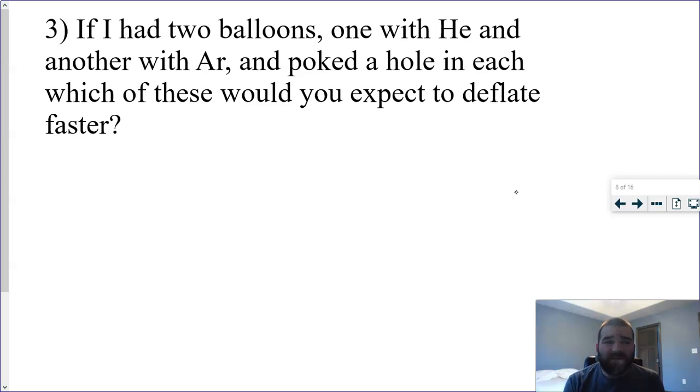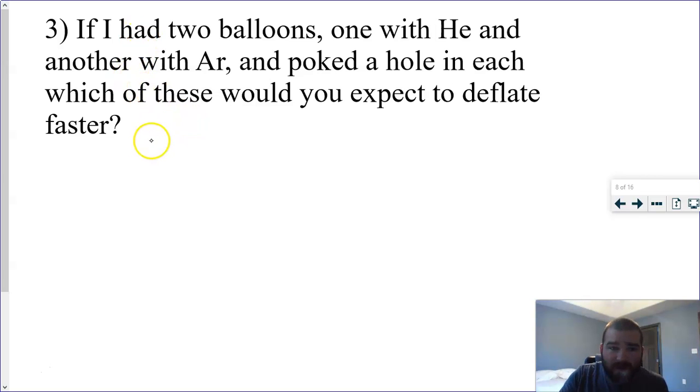Argon, if you look it up, and by the way, you should totally have your periodic table and formula sheet nearby every day, has a molar mass of 39.95. Helium has a molar mass of 4. If I have two balloons right next to each other, they're probably at the same temperature. It's not like I had one in a freezer and one in an oven. They're at the same temp. So now this totally comes down to mass and velocity.